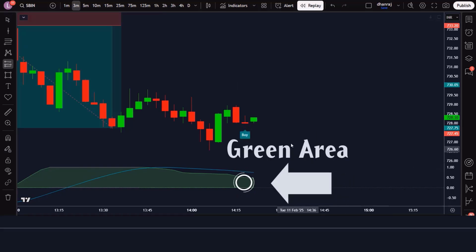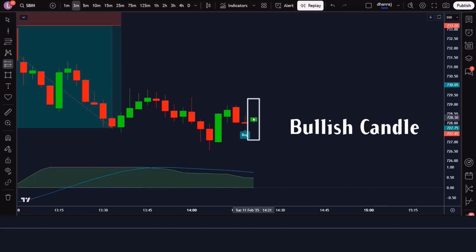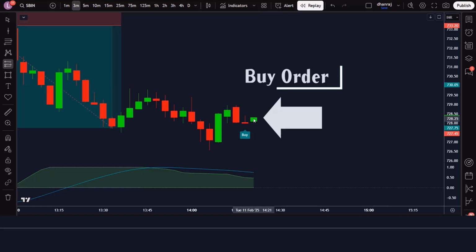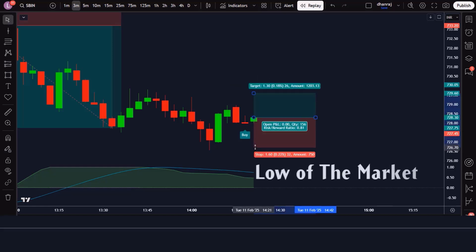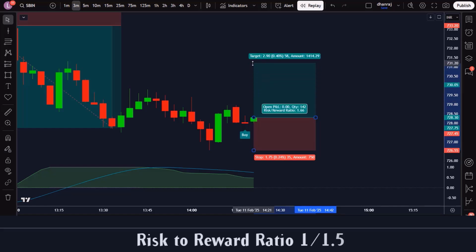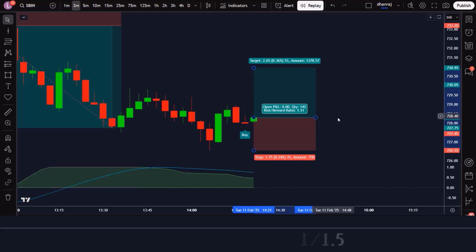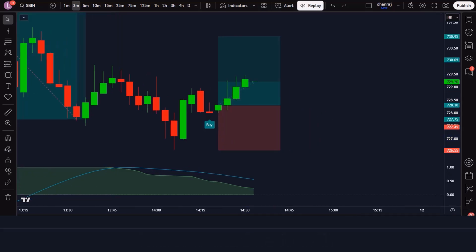Here the Price Volume Trend Oscillator Indicator is in the green area. Here the market has made a bullish candle to give confirmation. So all our conditions are being fulfilled, so we are placing an order to buy. Our stop loss is to be placed at the low of the market, and the risk to reward ratio will be 1:1.5. Let's see what happens to our trade.